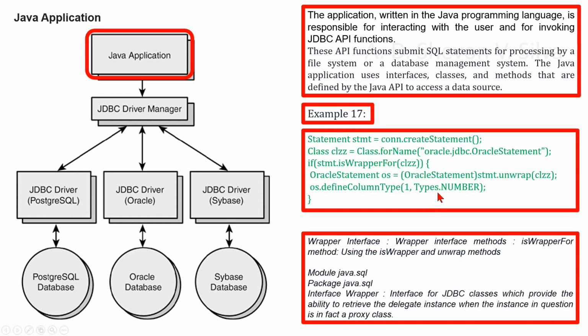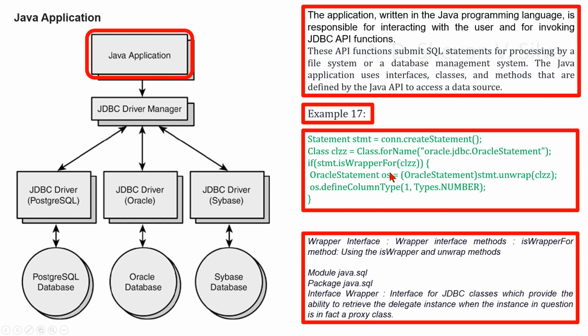Now we are considering the isWrapperFor method in the Wrapper interface, methods in the Wrapper interface. The interface Wrapper in package java.sql in module java.sql, the interface for JDBC classes, which provide the ability to retrieve the delegate instance when the instance in question is in fact a proxy class.